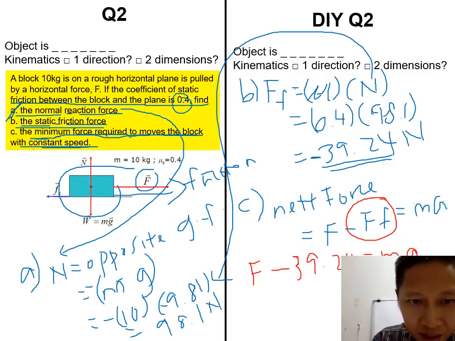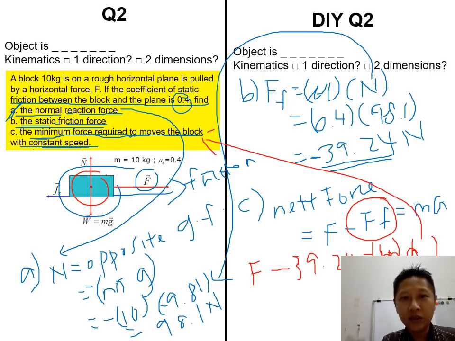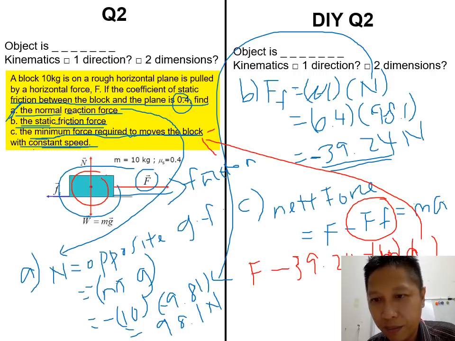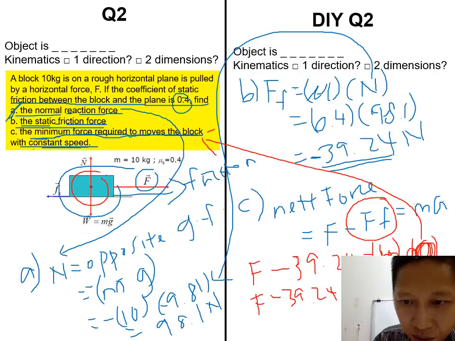M, what is the m? M is the mass, 10 kg. What is the a? A depends on the question. The question says constant speed, which means let's say the final speed is 5 meters per second and the initial speed is 5 meters per second. So 5 minus 5 equals 0 divided by t, which means a equals 0. F minus 39.24 equals m times 0 equals 0. So F equals 39.24 Newton.